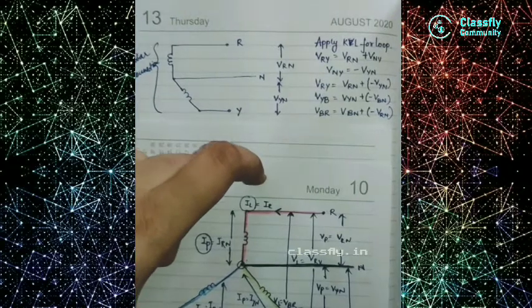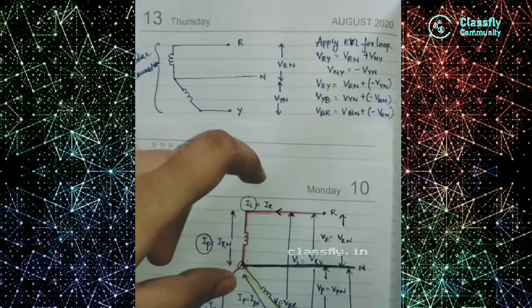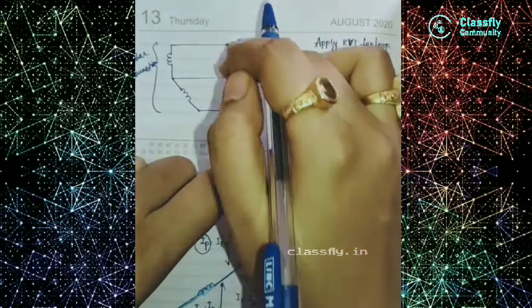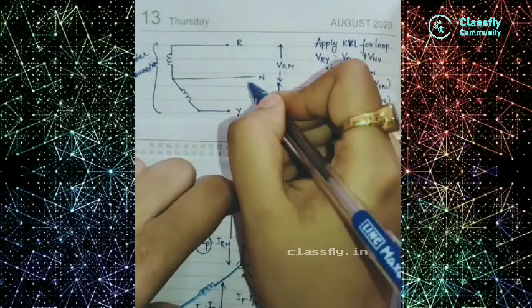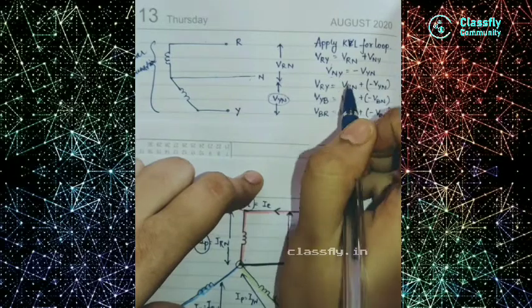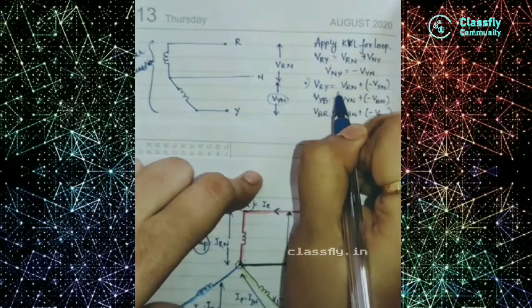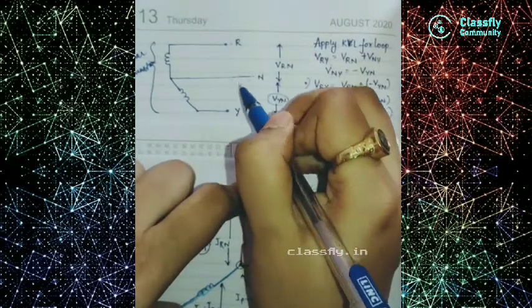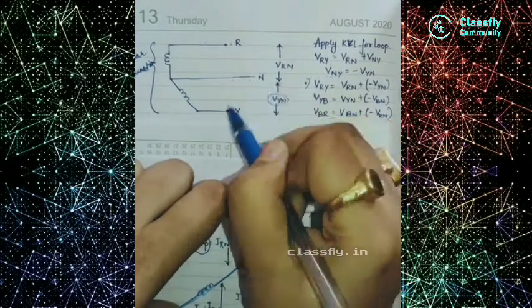And we know that whenever we move from positive to negative or negative to positive, we require some sign convention. So we need to find here the voltage between RY. So it will be VRN plus VNY. So here, as we are taking VYN, VNY will be equal to minus VYN. So we get the equation as VRY is equal to VRN plus minus of VYN.